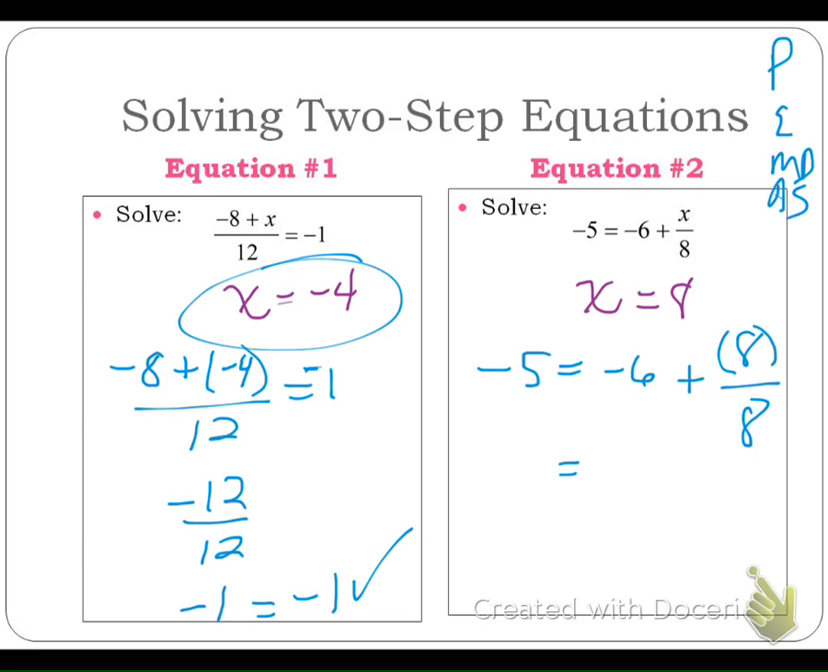8 divided by 8 is a division problem, so I need to do that first before I take care of that negative 6. So I have negative 6 plus 8 divided by 8 is 1. Negative 6 plus 1, I have a negative and a positive number, so I combine by subtracting. 6 minus 1 is 5, and the bigger sign wins. Well, 6 is bigger, and it's negative, therefore my answer is negative. Does that equal the negative 5 on the right-hand side of the equation? Sure does. So my answer checks.